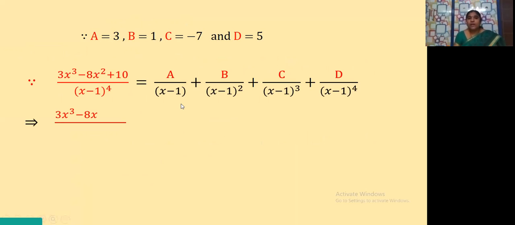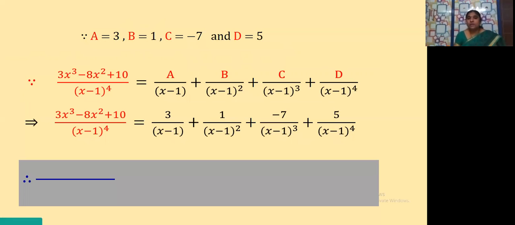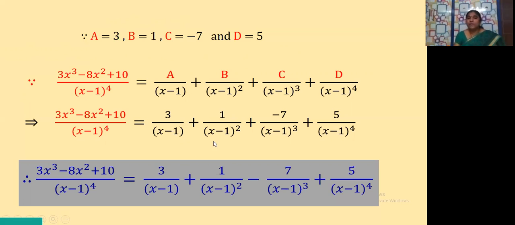What we have, let us replace the values of a, b, c, d there, children, in the equation. So after replacing this, what we get? Then what is the final answer, children? This is 3 by x minus 1, plus 1 by (x minus 1) whole square, plus into minus is minus 7 by (x minus 1) whole cube, plus 5 by (x minus 1) to the power of 4. So this is your final answer.